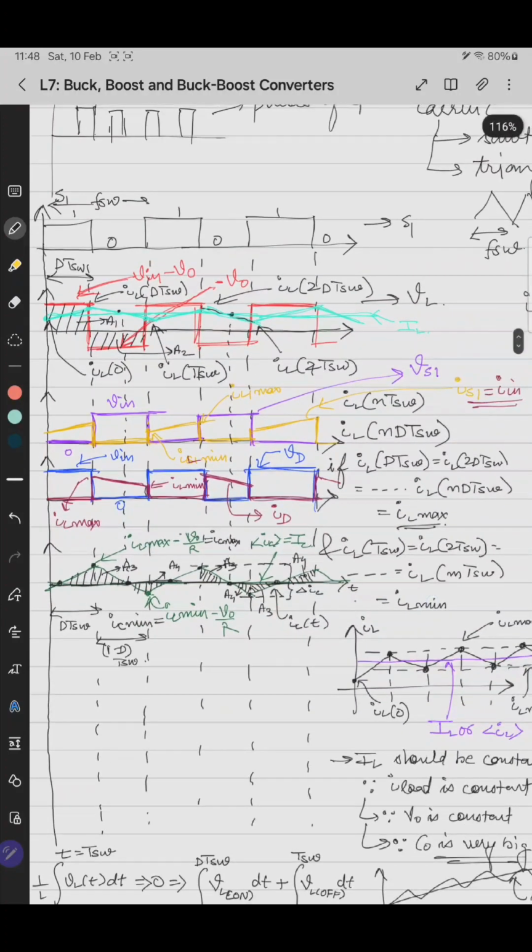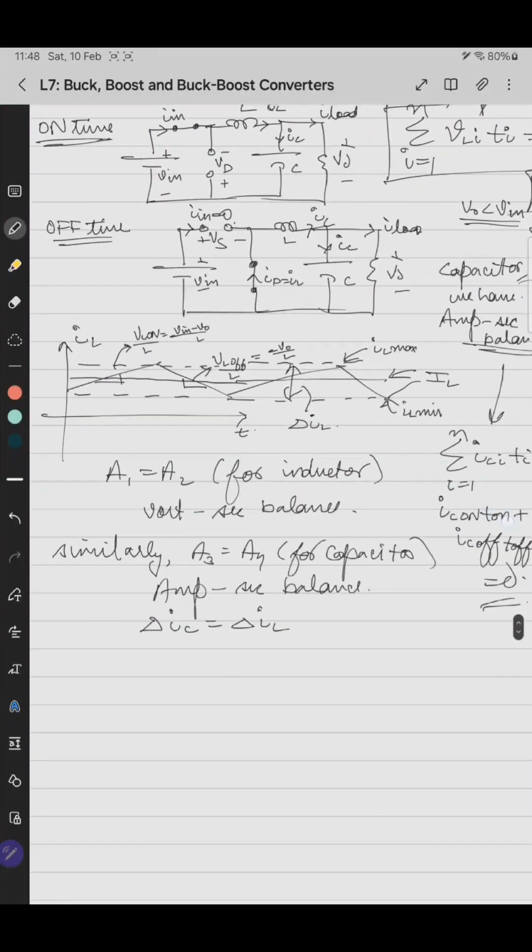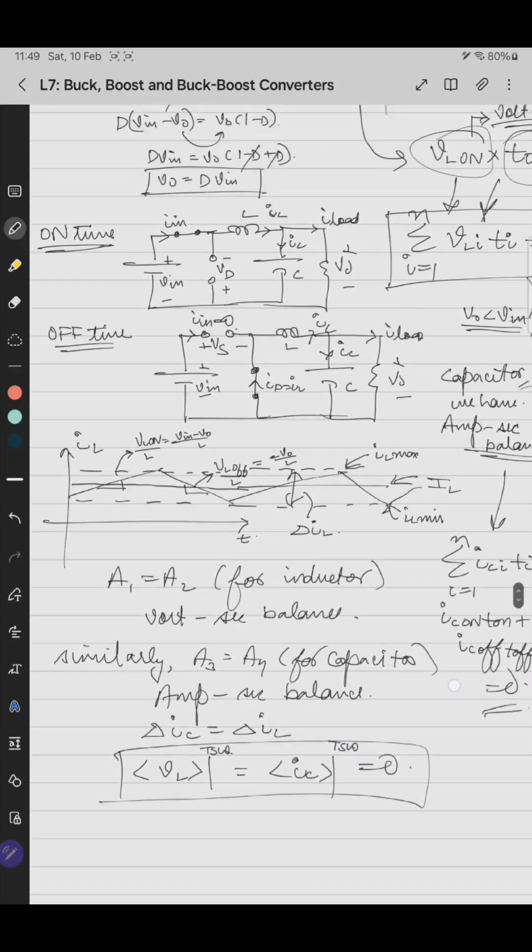With the same logic, because the average value of inductor current in each cycle will be 0, the inductor will be equally charged and discharged. So the average value of VL for a T switching, and the average value of capacitor current for each T switching, should be 0. Then A3 equals A4.